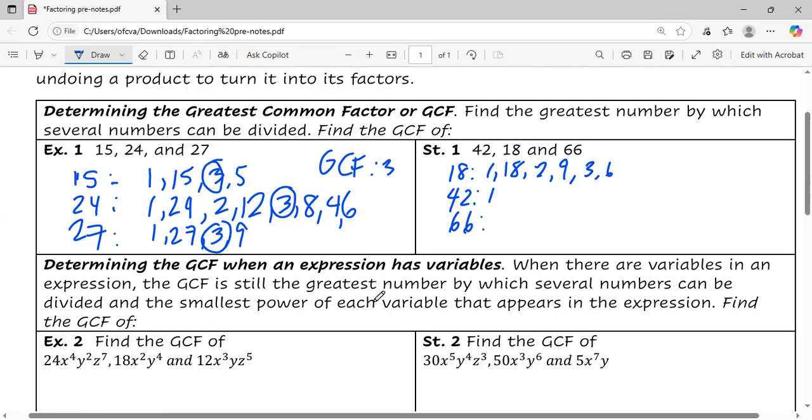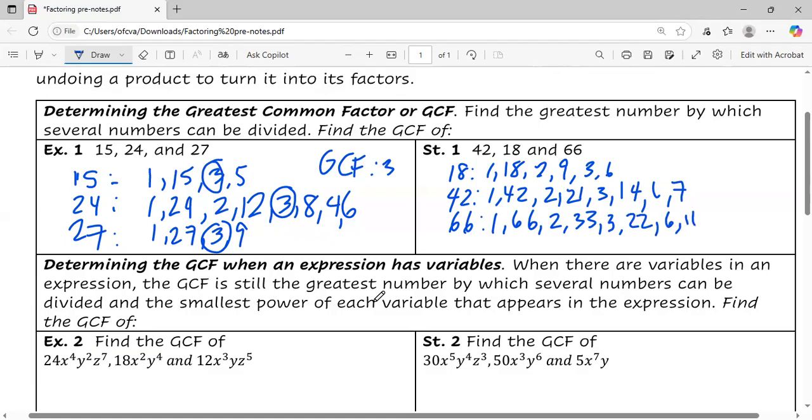For 42, it would be 1 times 42. You have 2 times 21. You have 3 times 14. A lot of students forget that one: 3 times 14. And then you have 6 times 7. And for 66, you have 1 times 66, 2 times 33, 3 times 22, and 6 times 11. Again, find the biggest number they have in common. For these three numbers, that number is 6. So your GCF for 42, 18, and 66 is going to be 6.